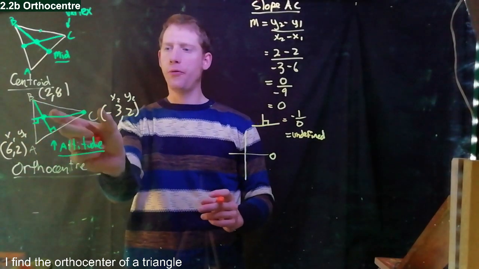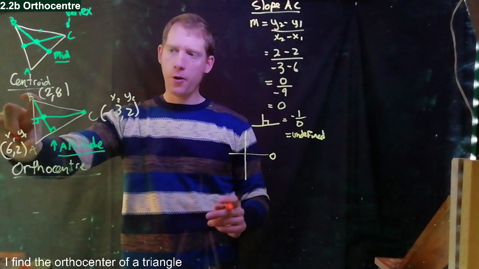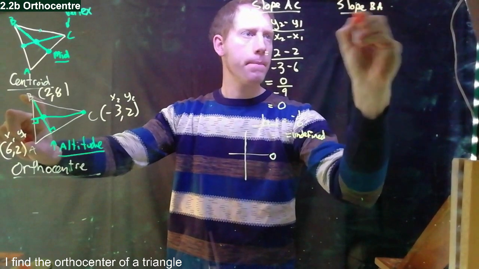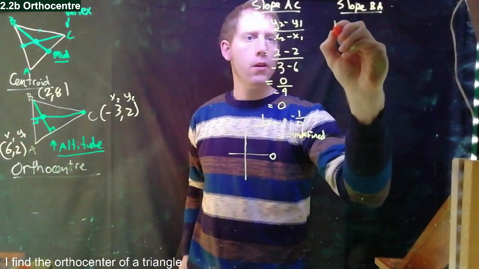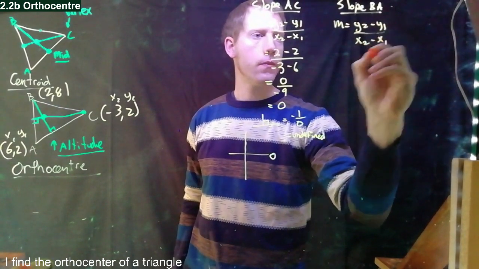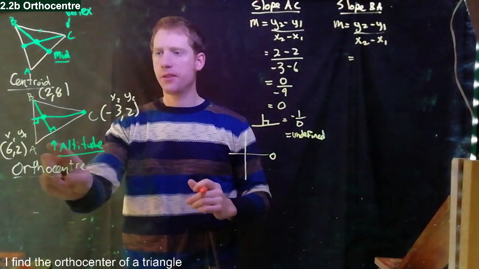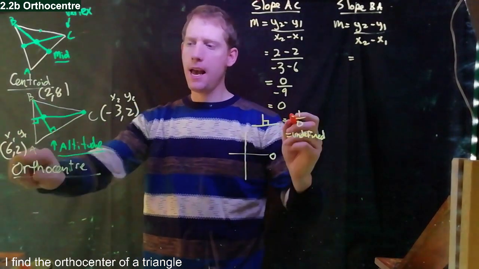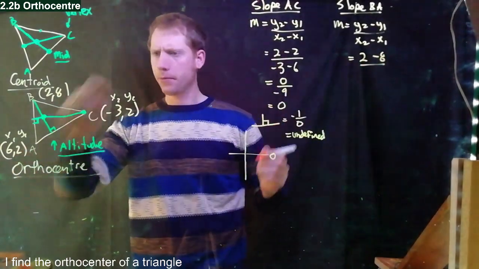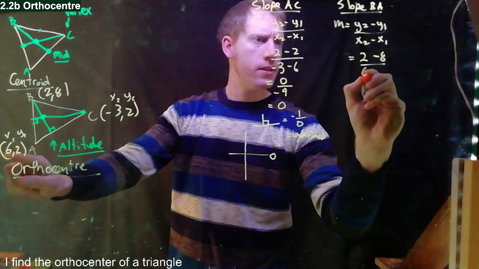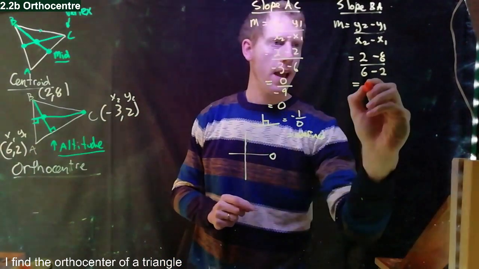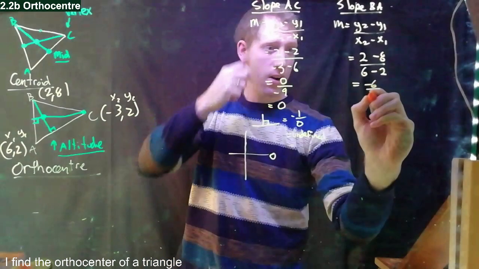We're also going to find the slope from BA. Slope between BA, which is going to be the difference in your y divided by the difference in your x. So we're going to have 2 minus 8 divided by 6 minus 2. So we have negative 6 over 4.